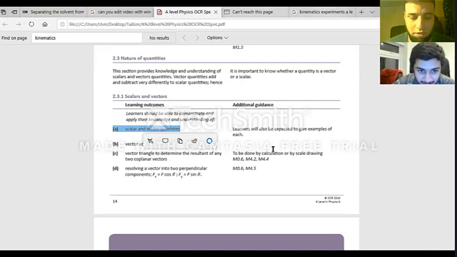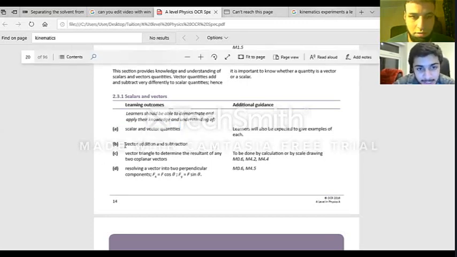Perfect. Can you give an example of a scalar and an example of a vector? Okay. A scalar could be speed. Yes. And a vector could be displacement. Excellent. Why is displacement a vector and distance not a vector?